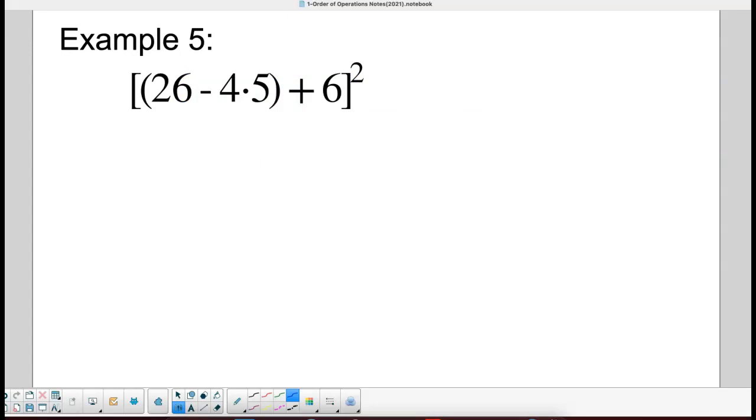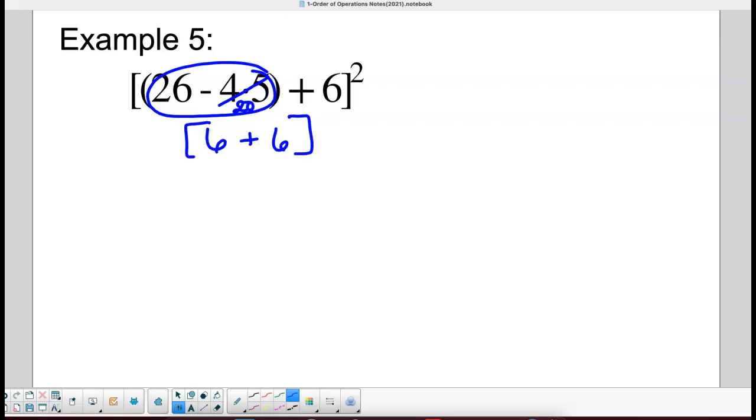All right, last one, example 5. Whoa, this one looks different. There's 2 sets of grouping symbols. Where do I start? The inside ones. The inside ones. I always start with the innermost grouping symbols. Okay? So I'm going to start here. What do I get when I do that circle part? 6. Agreed? 4 times 5 is 20. 26 minus 20 is 6.